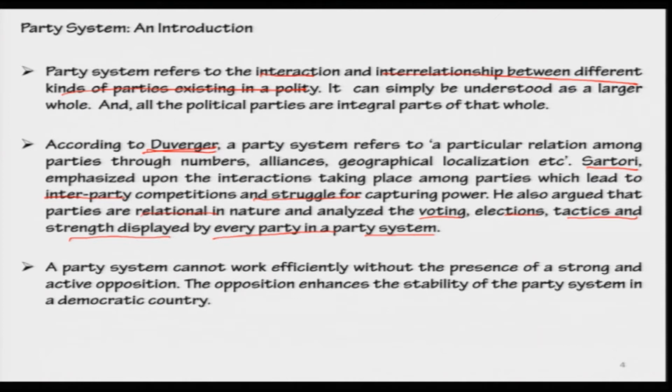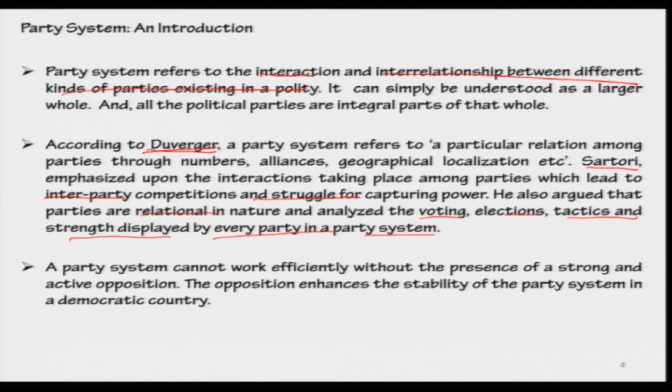Now, to understand the effectiveness of party system, it is absolutely necessary to understand different political parties or particularly the opposition parties. So, in any polity there will be one ruling party, and that ruling party requires, to be more effective and accountable to the people, the existence of opposition parties or other parties, and this simultaneous presence of ruling and the opposition party make a party system more effective, more accountable to the people. So, the opposition enhances the stability of the party system on the one hand and democratic polity on the other.